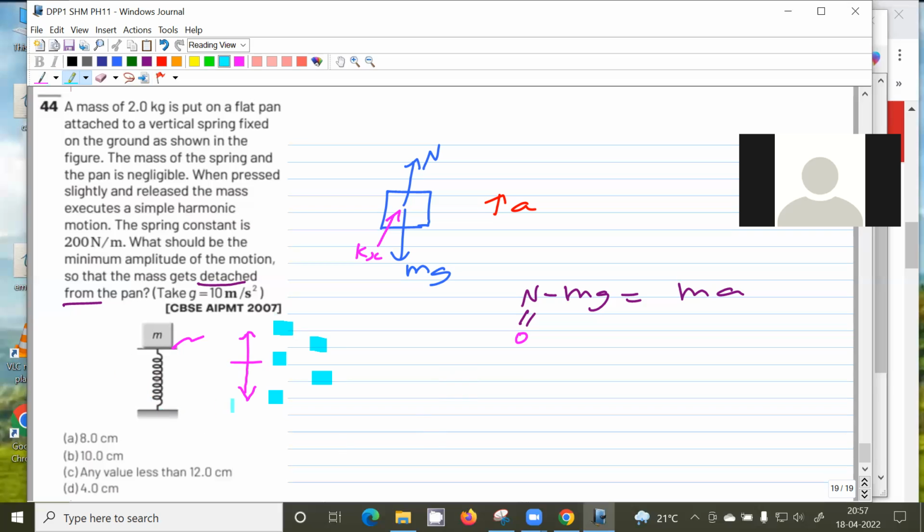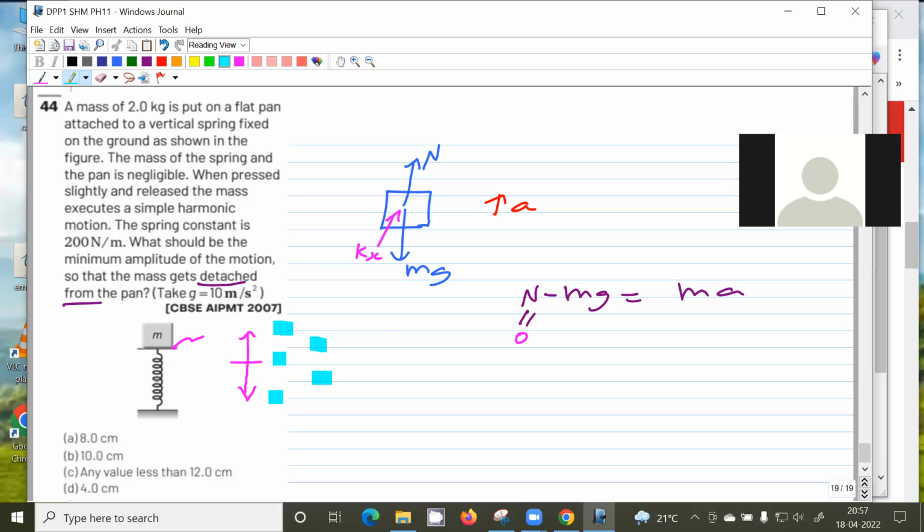See, at the bottommost position, mg is downwards, and the spring force is upwards. Spring force is upward.